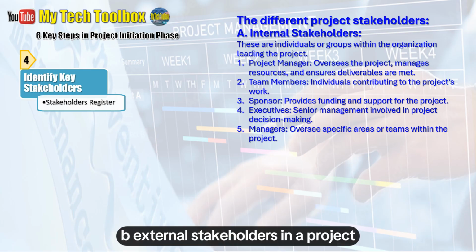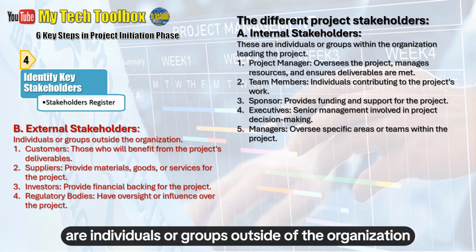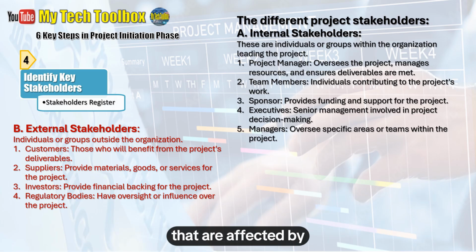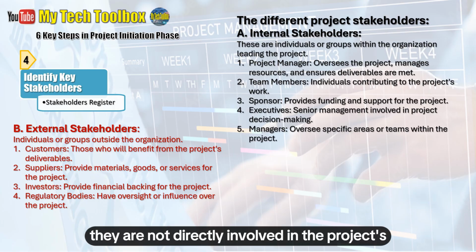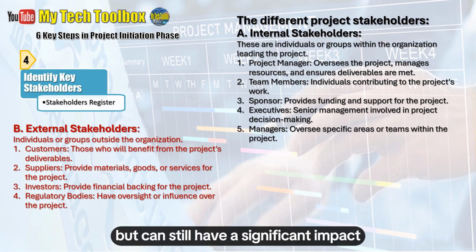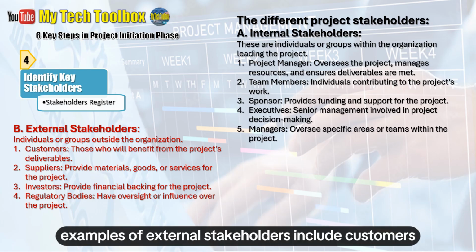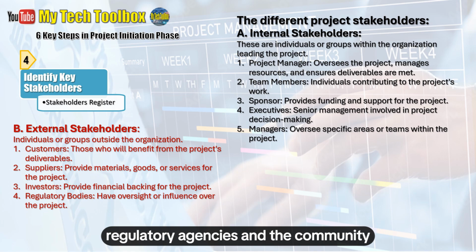executives. B. External stakeholders in a project are individuals or groups outside of the organization that are affected by or can influence the project's outcomes. They are not directly involved in the project's daily activities, but can still have a significant impact. Examples of external stakeholders include customers, suppliers, government bodies, regulatory agencies, and the community.